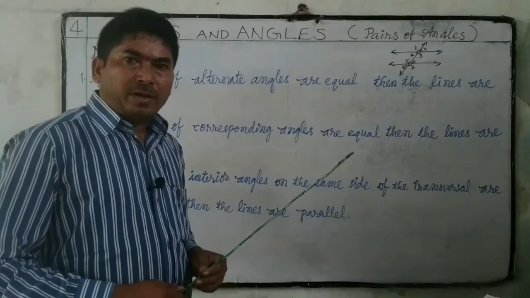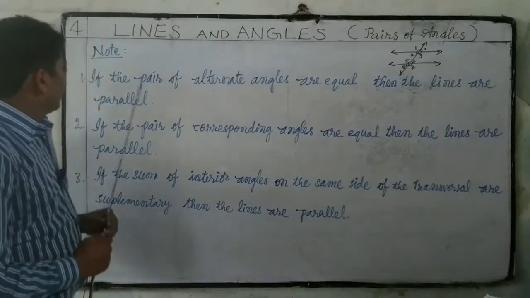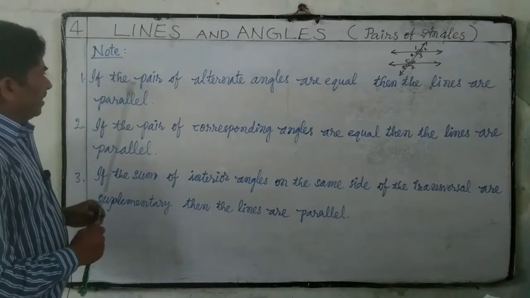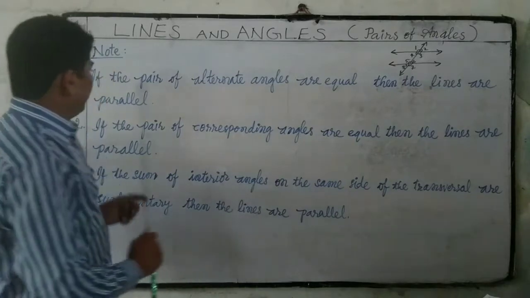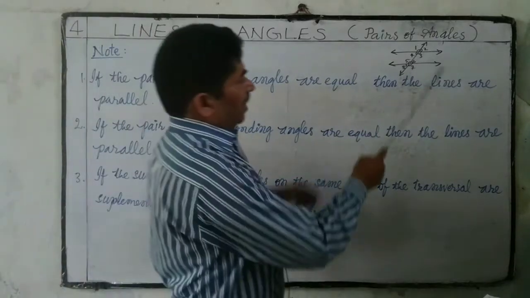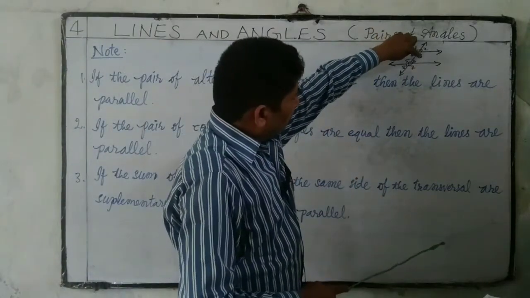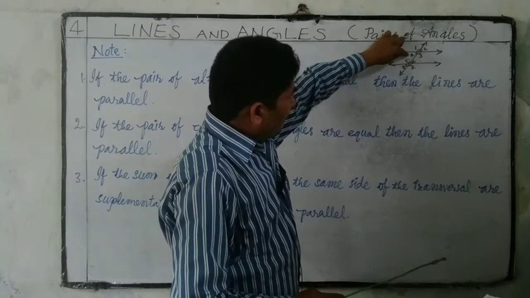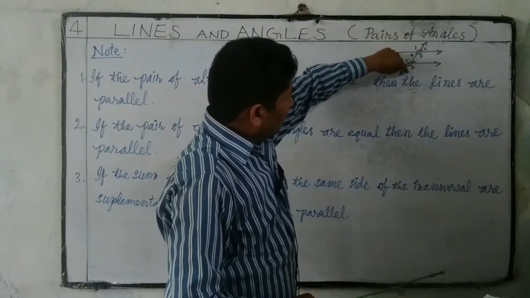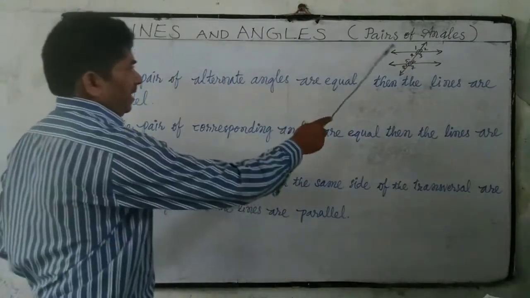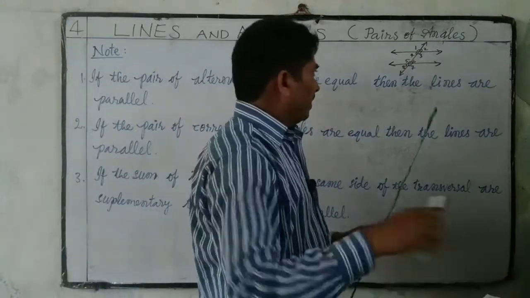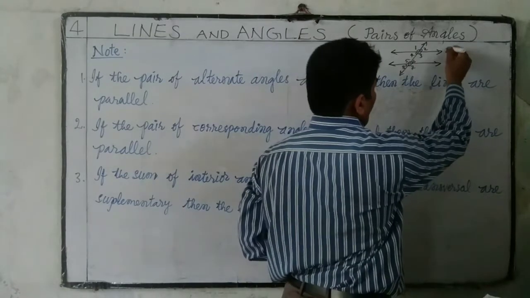Here we have an important note. Note 1. If the pair of alternate angles are equal, then the lines are parallel. Alternate angles: if 3 is equal to 5, or 4 is equal to 6, or 1 is equal to 7, or 2 is equal to 8, then the lines are parallel. These lines are parallel. This is L, M.